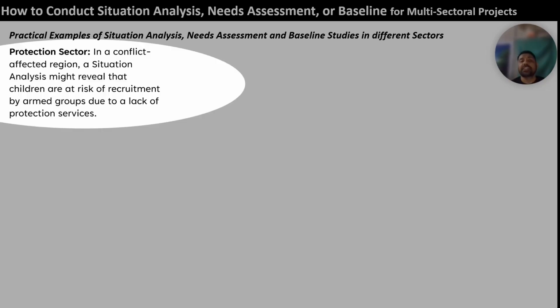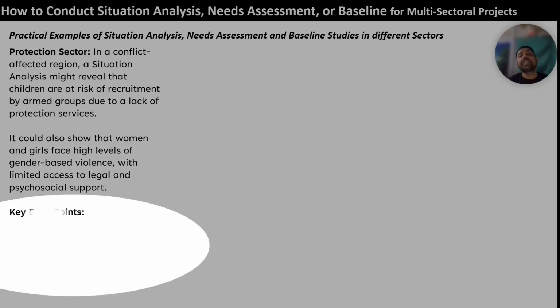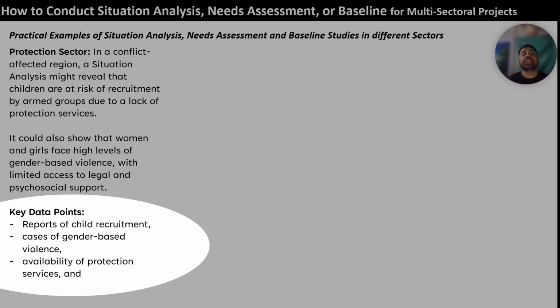In the protection sector, in a conflict-affected region, a situation analysis might reveal that children are at risk of recruitment by armed groups due to a lack of protection services. It could also show that women and girls face high levels of gender-based violence with limited access to legal and psychosocial support. The key data points for this could be reports of child recruitment, cases of gender-based violence, availability of protection services, and legal aid resources.